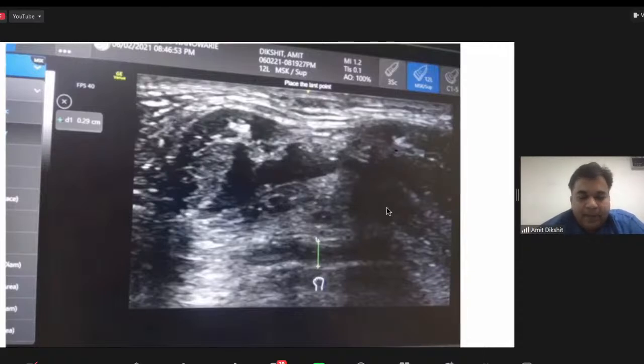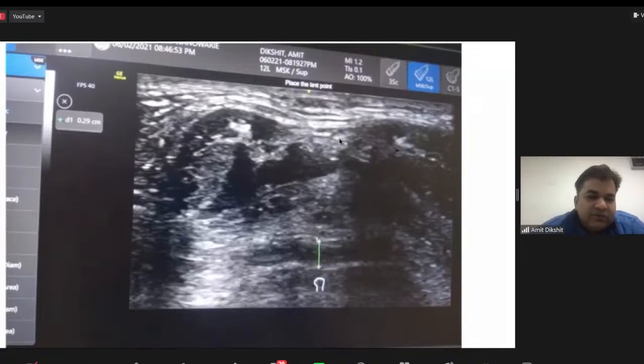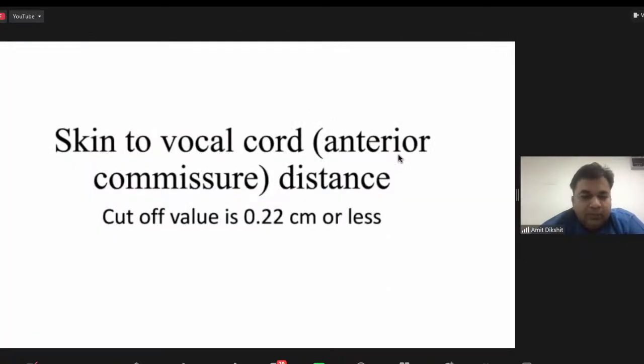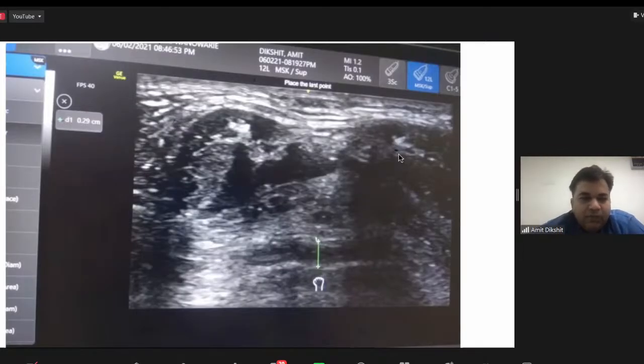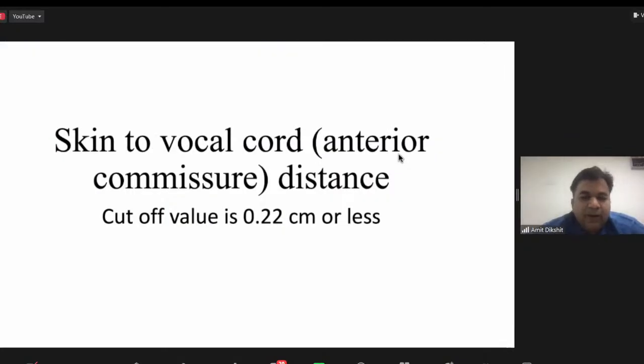People have looked at this area again. Sometimes, for the vocal cord to pre-epiglottic space ratio, you may need to place the probe in the cricothyroid area, slant it upward, measure the distance and calculate the ratio. It's a challenging task, but at least 2-3 parameters, like skin to epiglottis and the hyomental distance ratio, which I have shown, and we'll see the tongue thickness as well.